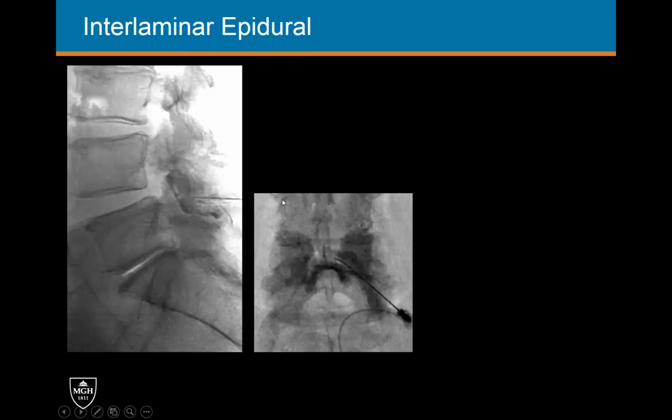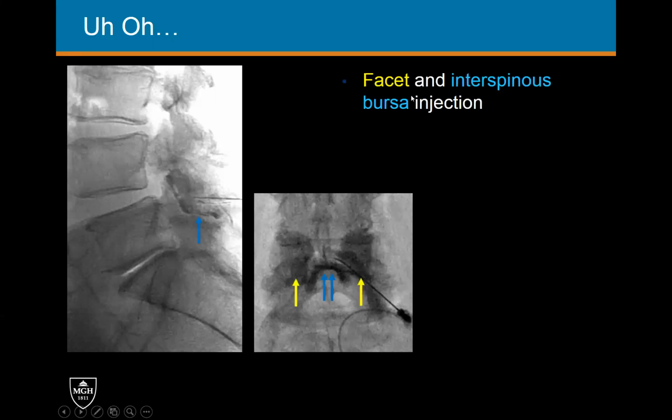All right, so this is another situation where we injected and now we see this contrast pattern, so take a minute to think about where that is. We pointed this out before, and here's a clue. You can see it actually ended up bilateral and also in this space here. And this is a facet and interspinous bursa injection, incidentally, from trying to inject epidural.